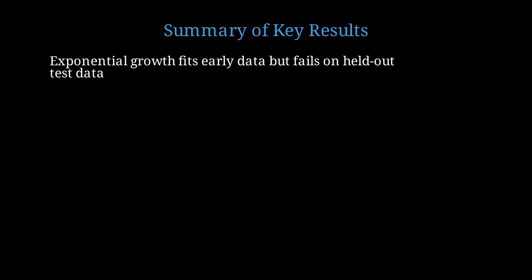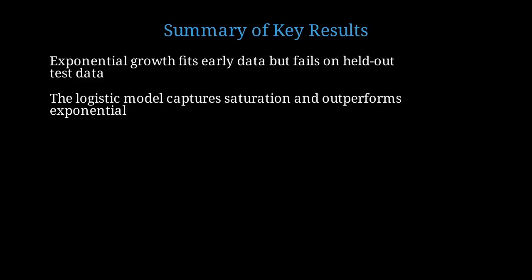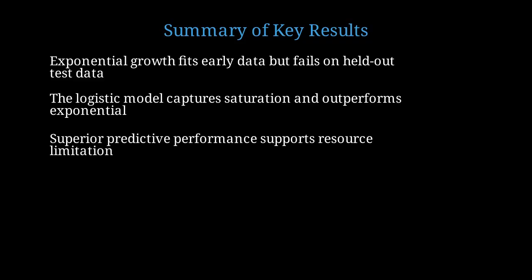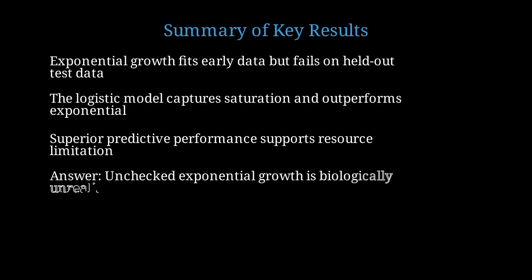Let's summarize the key findings from our analysis of long-term population data. The exponential model provides excellent fits to early population data, but systematically overestimates later values, failing the out-of-sample prediction test. The logistic model, which includes a carrying capacity and density-dependent feedback, accurately captures the saturation observed in long-term data. The dramatic reduction in prediction error provides strong empirical support for Verhulst's idea that resources and feedback limit growth. The answer to our original question is clear. Populations do not grow exponentially forever. Resource constraints and ecological feedback are fundamental features of real population dynamics.